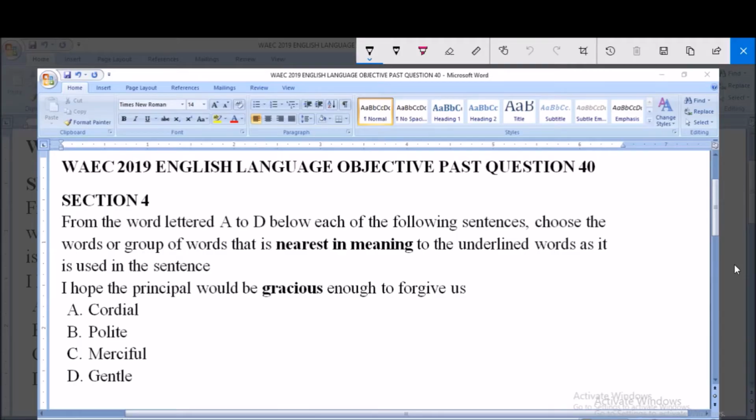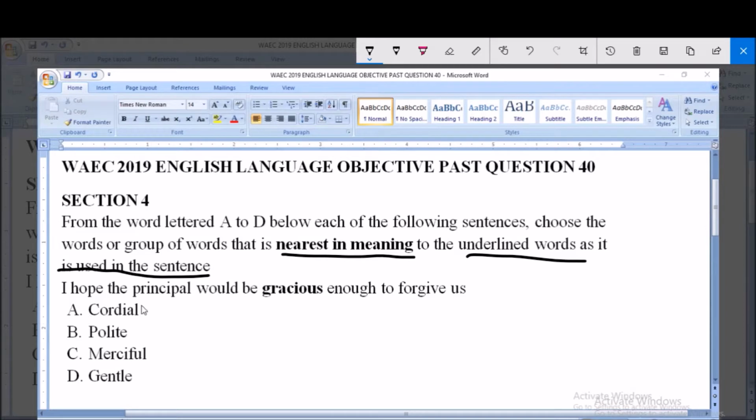Hello, I'm going to be answering WAEC 2019 English Language Objective Past Question 40 under Section 4. Now, the instruction is: from the words lettered A to D below each of the following sentences, choose the words or group of words that is nearest in meaning to the underlined words as it is used in the sentence. So the sentence is, I hope the principal would be gracious enough to forgive us.